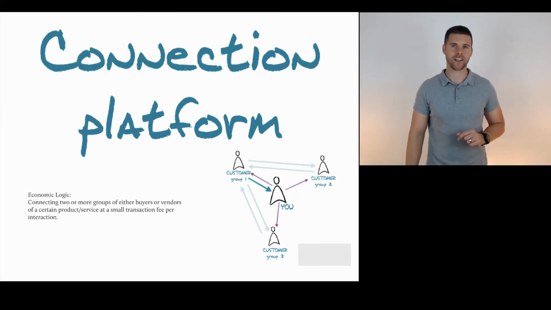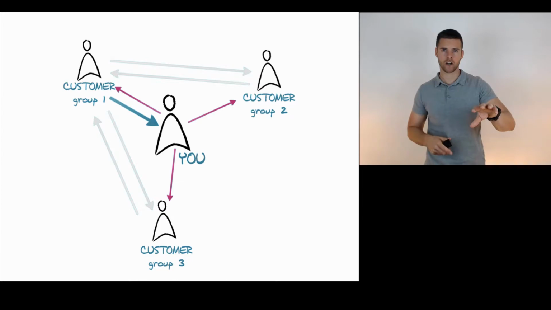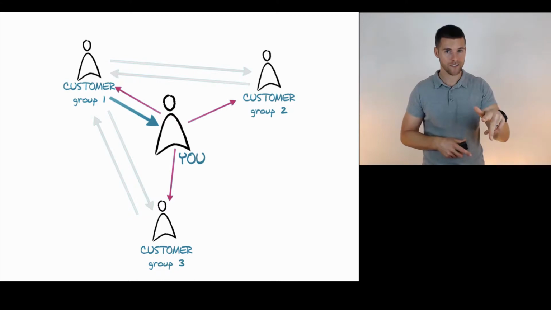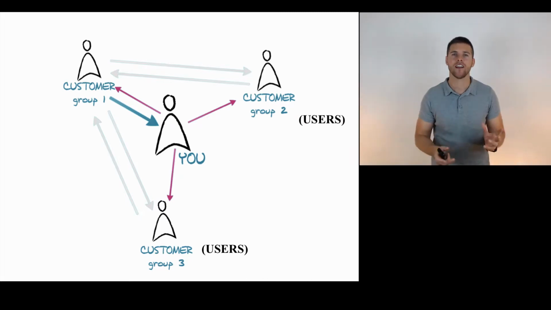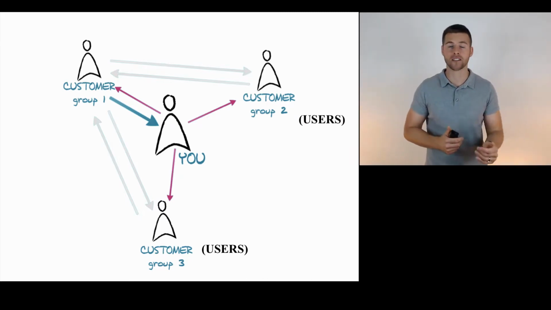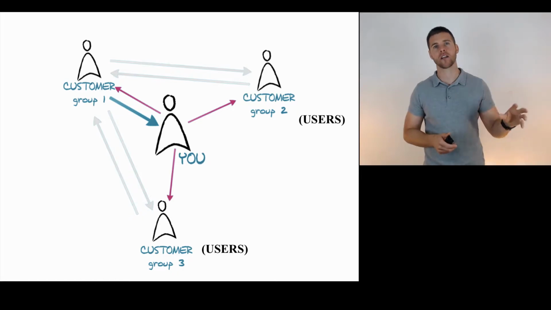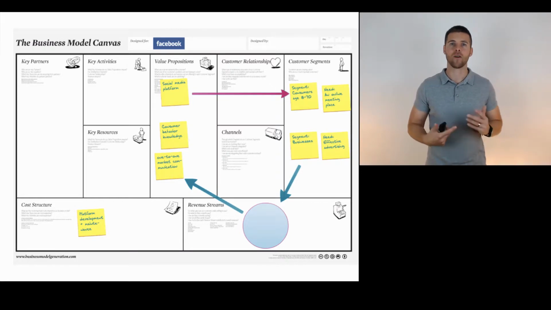The last one I want to introduce today is called the Connection Platform. This one is a little more complex, where you are servicing multiple groups of customers, and as you can see in the model here, customer groups number 2 and 3 are not paying you anything. So what are they called? Users, right? They don't pay you anything, but because you have so many users, you will be able to sell, for example, targeted ads in the form of marketing for large companies, and they want to pay you to market on your platform. So a company like Facebook uses the Connection Platform model; that's the way they make money.